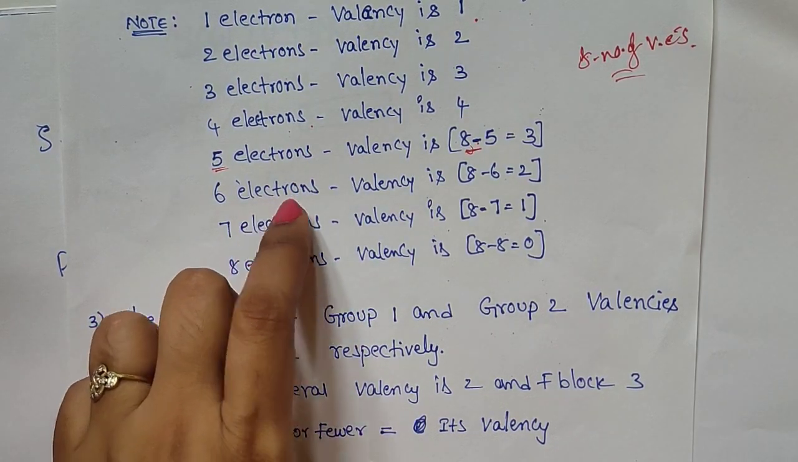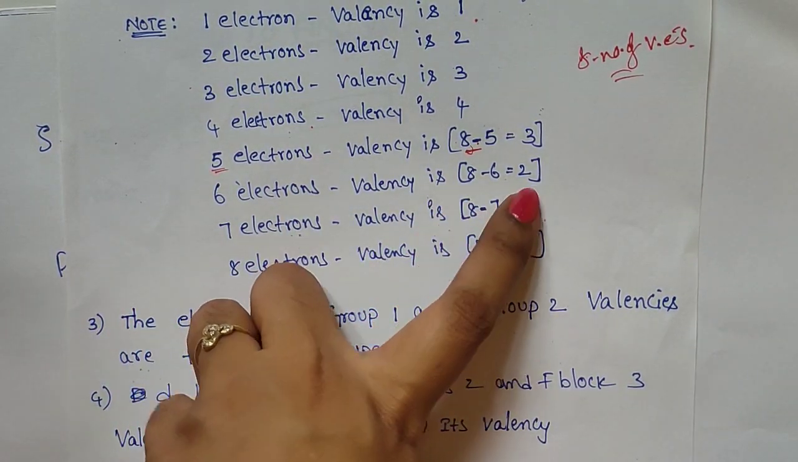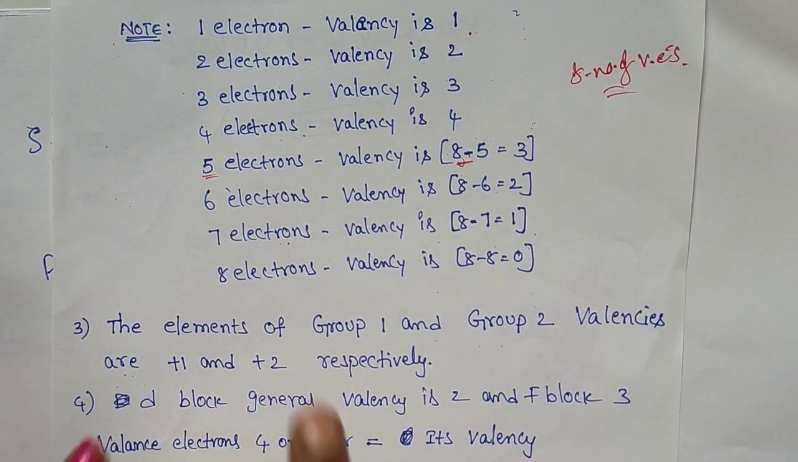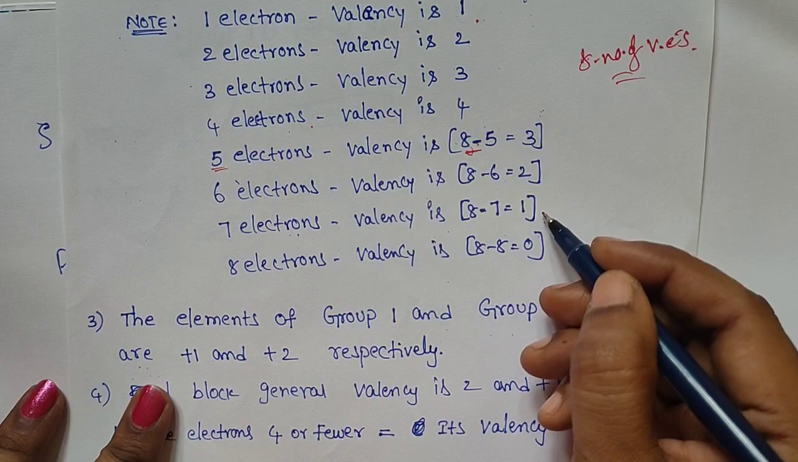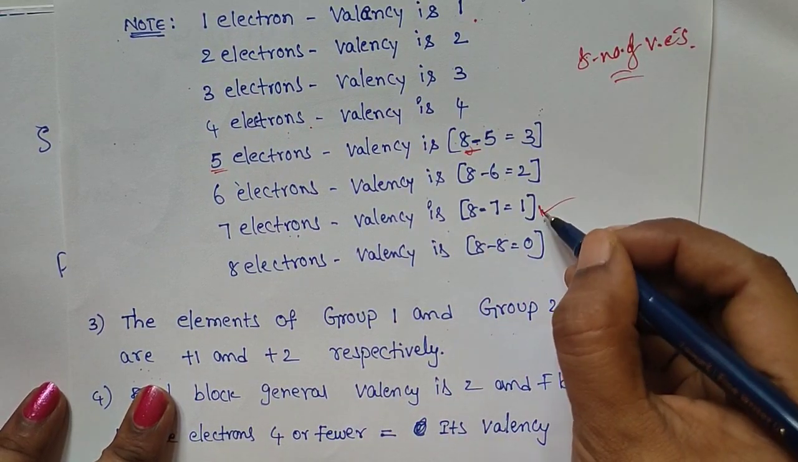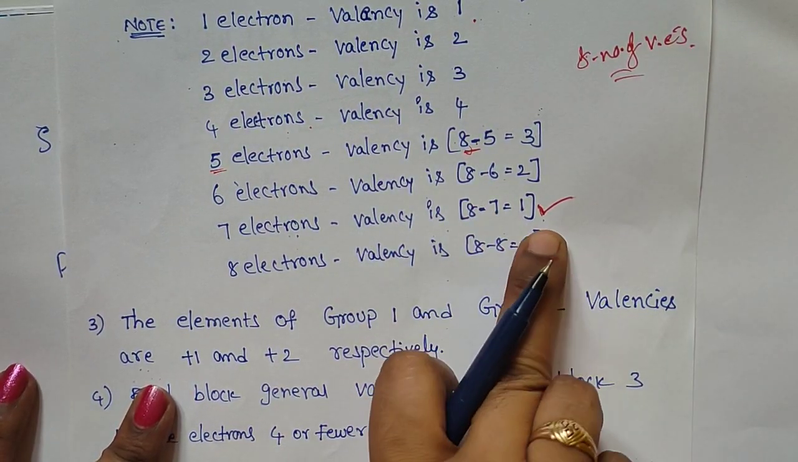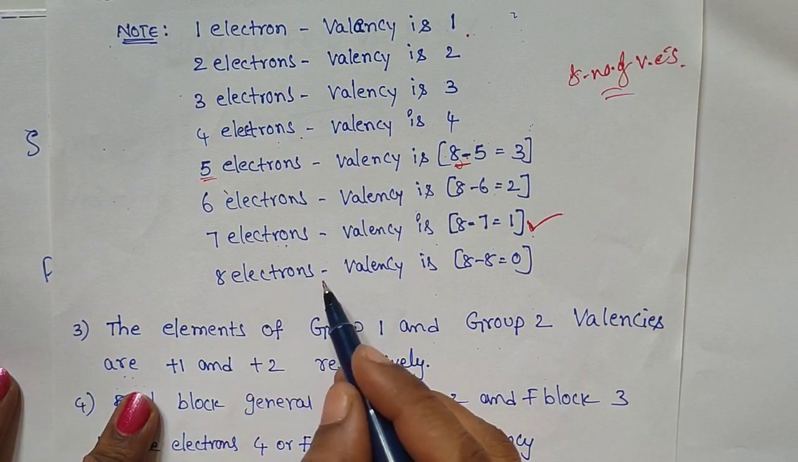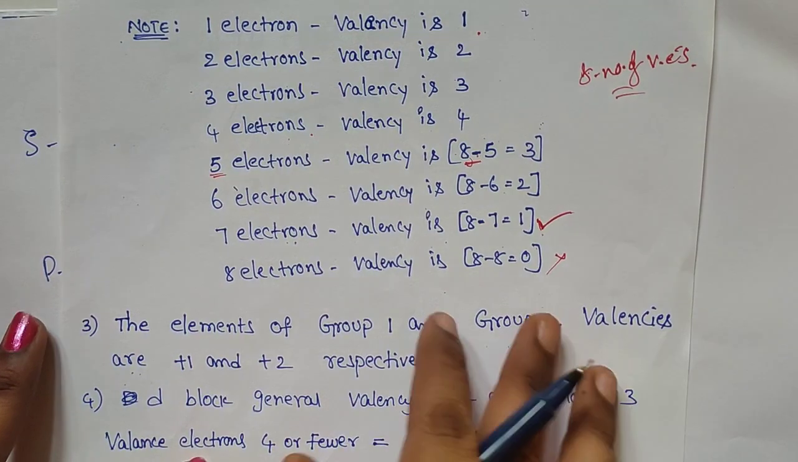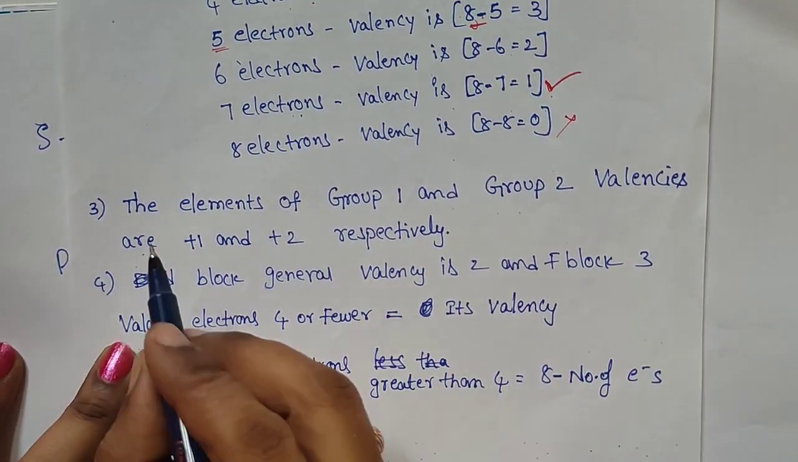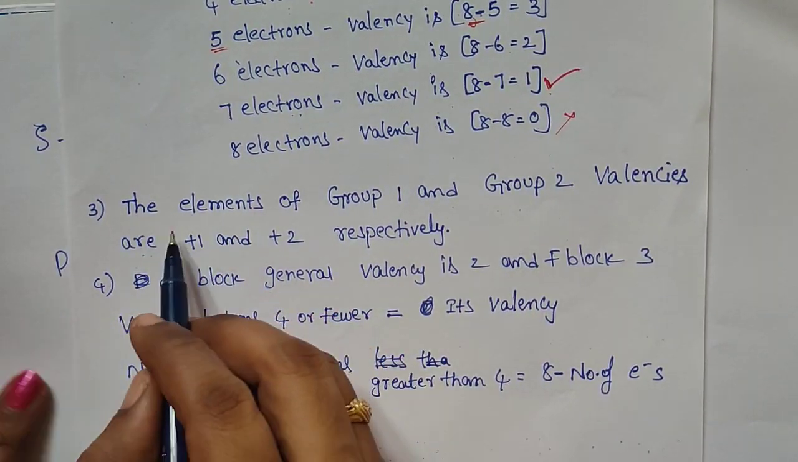If the valency electrons are 6, then the valency will become 2. If the valency electrons are 7, it will become 1. This is the halogen group. Halogens all have 1 valency. Then with 8 electrons, there is no valency, 0, it's stable. Then we'll see another trick to find the valency.